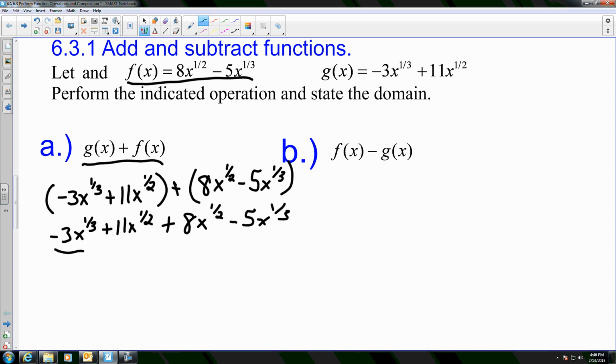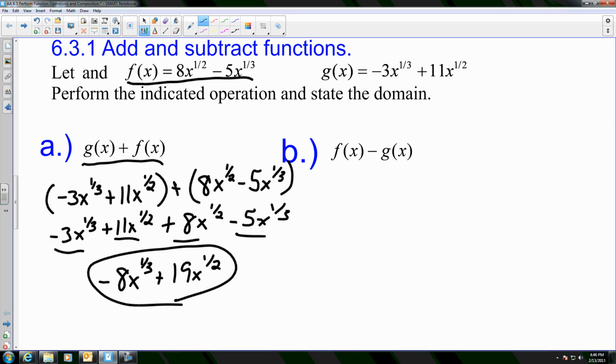I have like terms here and here. So that gives me a negative 8x to the 1/3 power. And then I have like terms here and here, which means that it's plus 19x to the 1/2. And that's my answer. For B, I have f of x minus g of x.